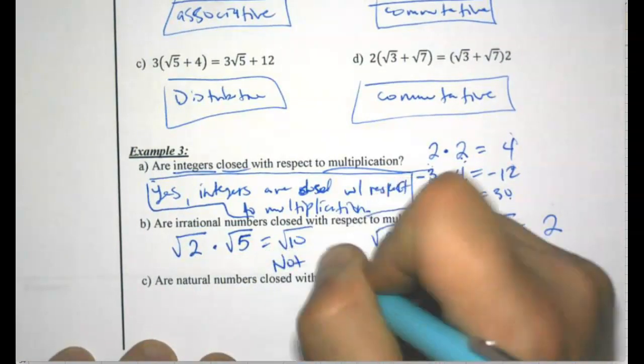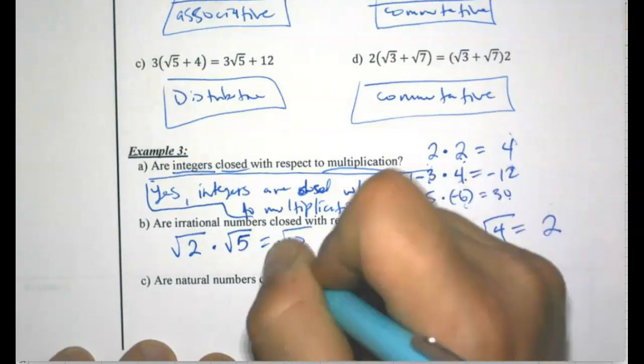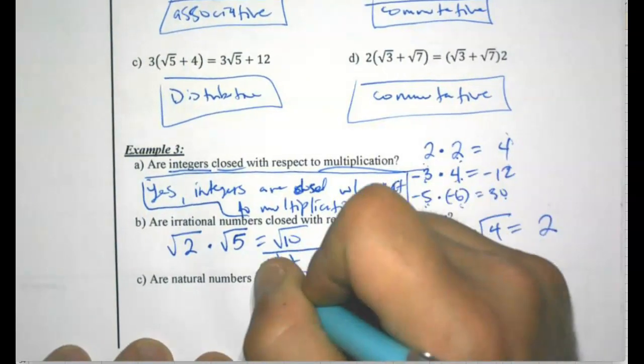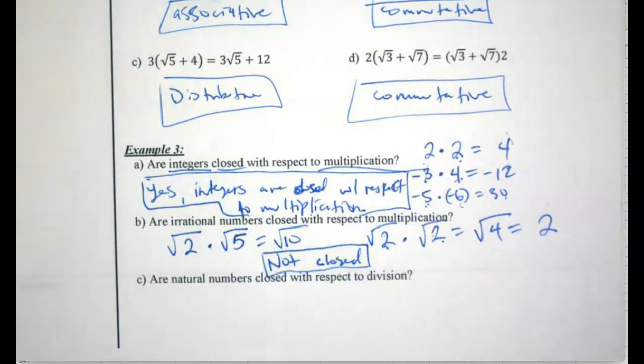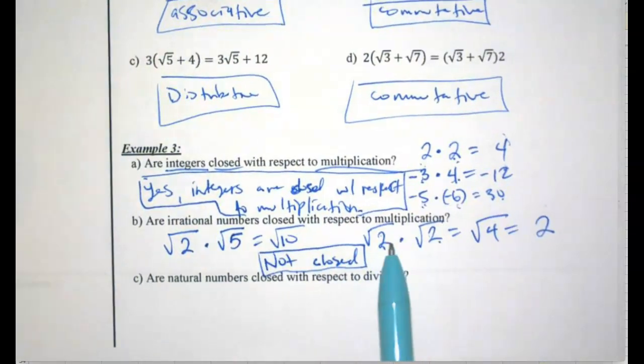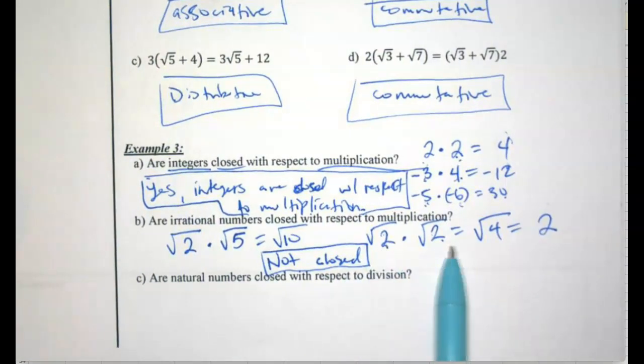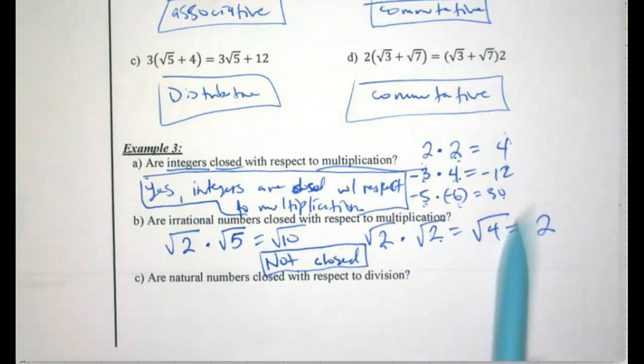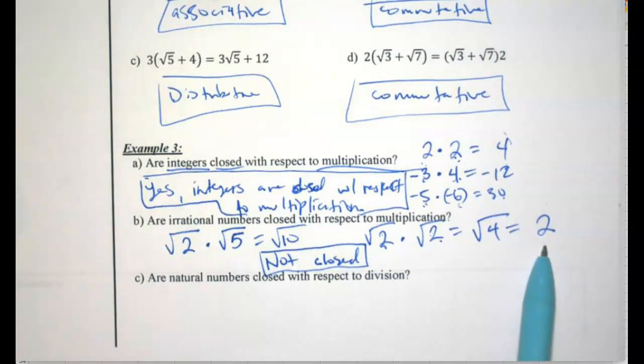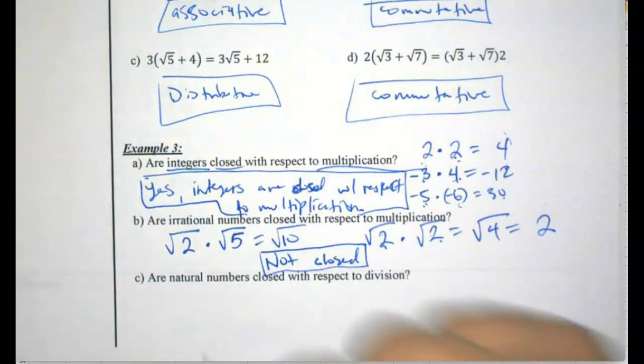I'm just going to put not closed. Hopefully you will be able to connect it to irrational numbers are not closed with respect to multiplication. Again, check it out. If you multiply 2 irrational numbers, it's possible to get an answer that is rational. So irrational numbers are not closed with respect to multiplication.